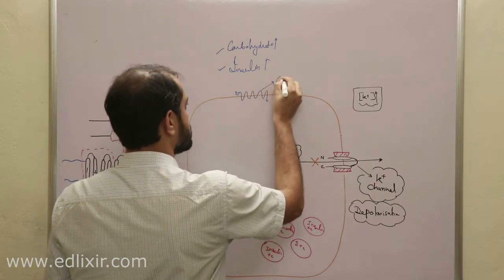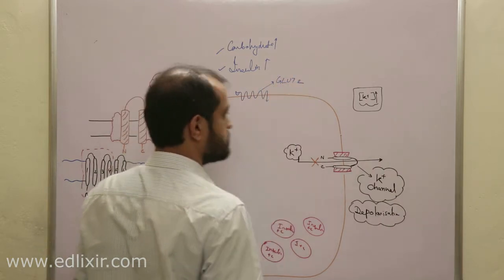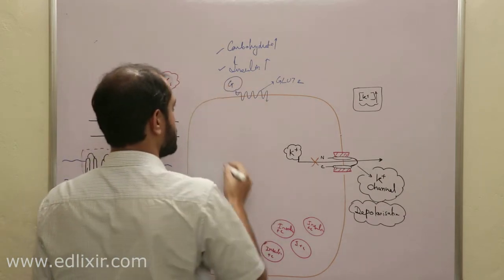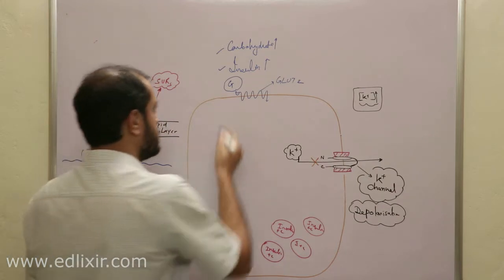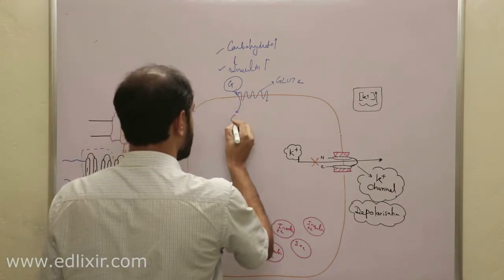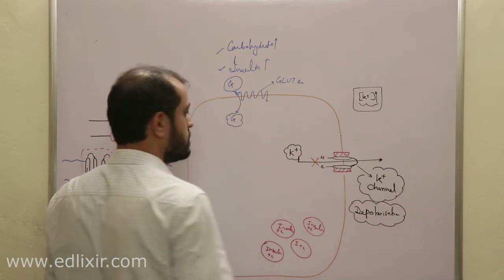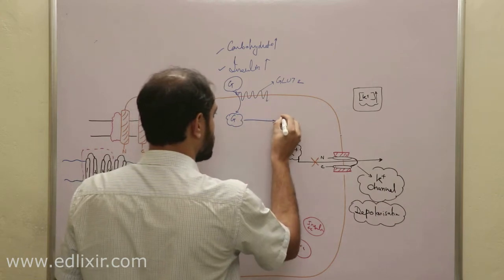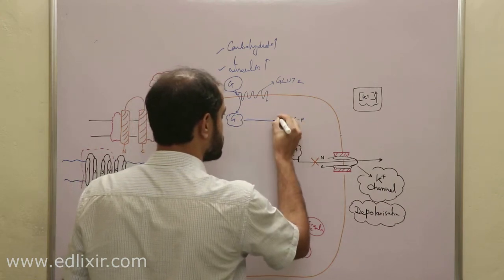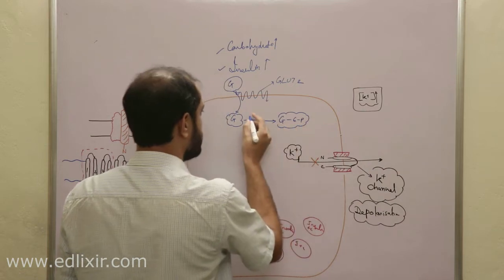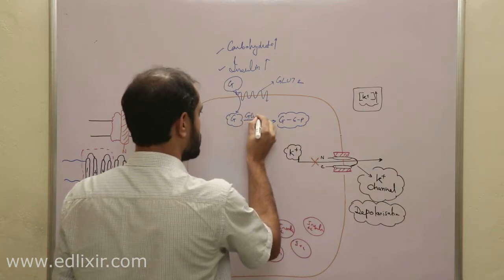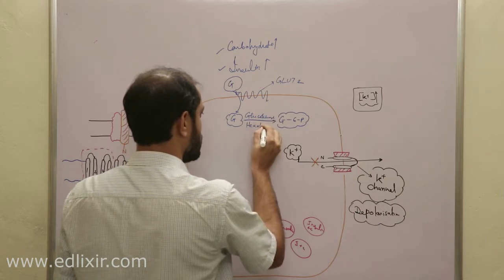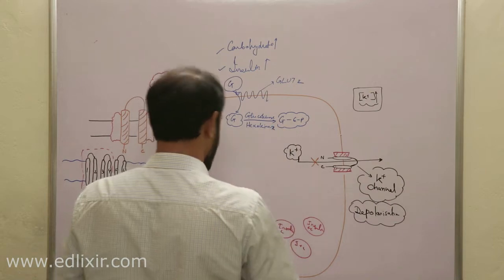This is the GLUT2 receptor, okay? Now, suppose you have taken a high carbohydrate rich meal and this glucose comes into the cell, or beta cell. Then and there it is converted into glucose 6-phosphate by the help of which enzyme? Glucokinase or hexokinase, right?